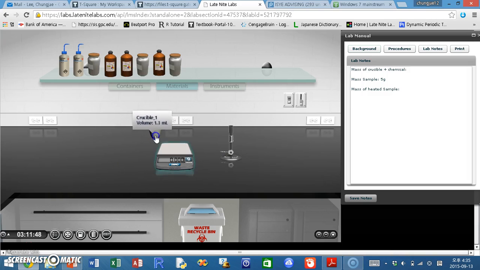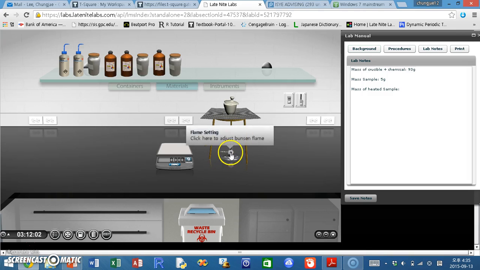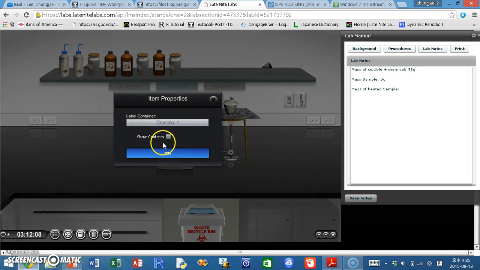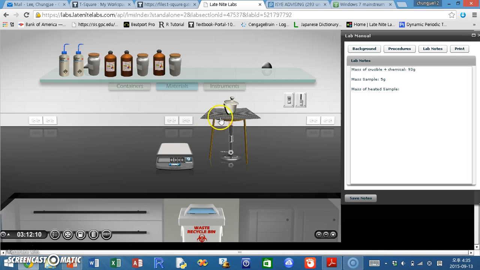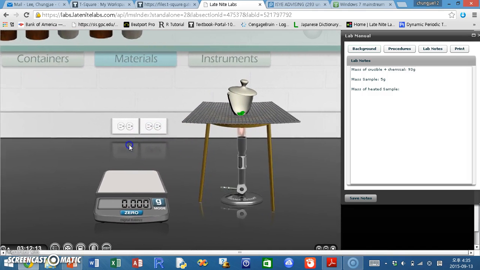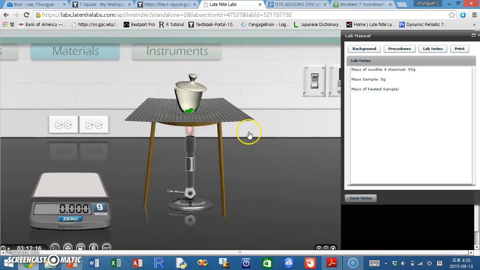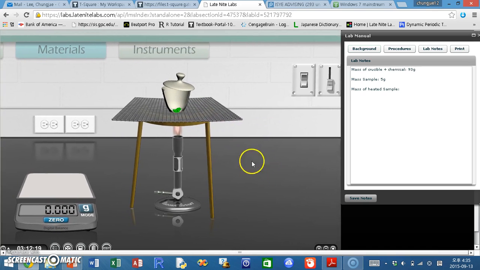Once we measure the mass of the crucible and the chemical, it gives us a mass of 93 grams. To heat the sample, we're going to place the crucible onto the Bunsen burner and we're going to turn on a low flame. If we double-click the crucible, we can see its contents to observe what's happening to the chemical as a result of heating. The reaction actually takes a little bit of time, and we should wait until there are some changes made to the compound here, and that would indicate that the reaction has completed.